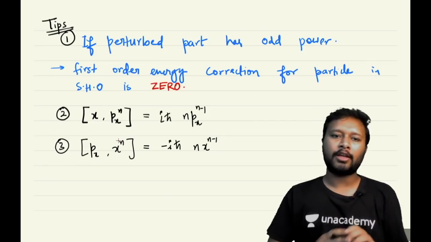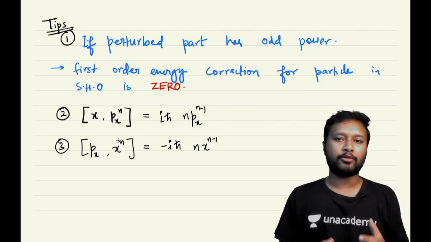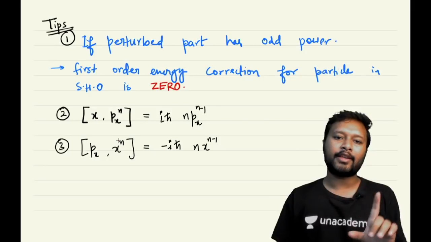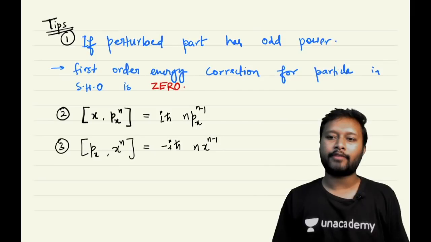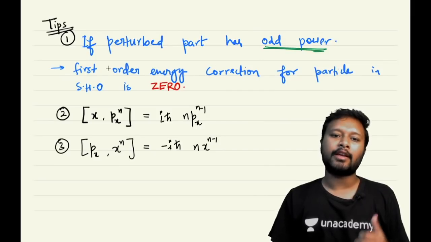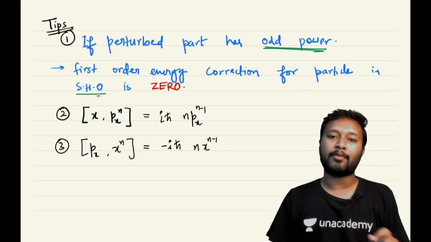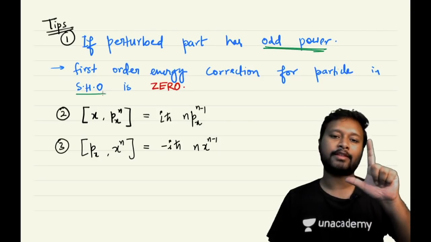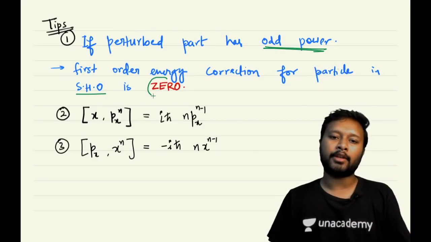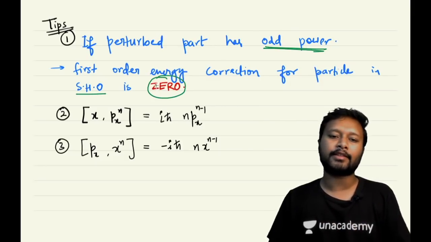Now before ending this video, I would give you some tips, some points which might help you to solve questions from your quantum chemistry. The first tip is that if the perturbed part has odd power, remember what I am saying, and it is asked to find the first order energy correction for a particle in a simple harmonic oscillator, two things are very important: the simple harmonic oscillator as the system, and the power of the perturbed part should be odd. If both are satisfied, then the first order energy correction for that system becomes 0.